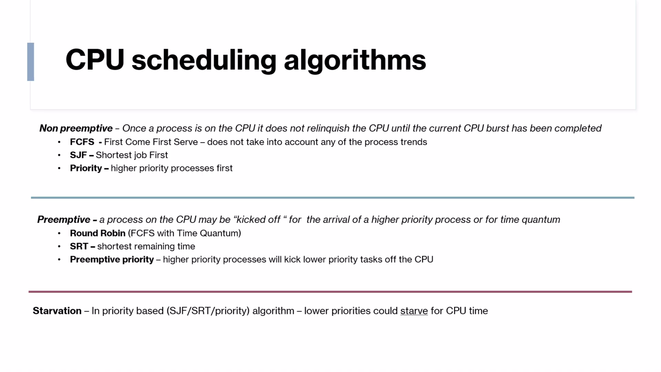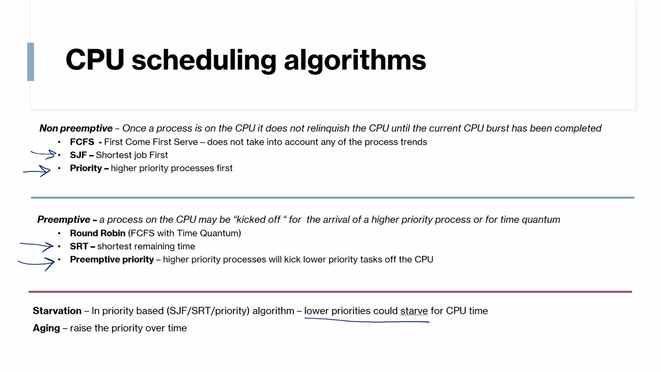Starvation can happen in any system in which you have lower priorities starving for CPU time, and that's because if you have any priority based, so shortest job first, priority, shortest remaining time, and preemptive priority, they are all priority based. So if your system keeps having high priority tasks, those lower priority tasks can get moved to the back of the queue and starve for CPU time. Aging can be used. That's just a technique that after processes sit there waiting for a certain amount of time, maybe bump up their priority and give them a chance on the CPU.